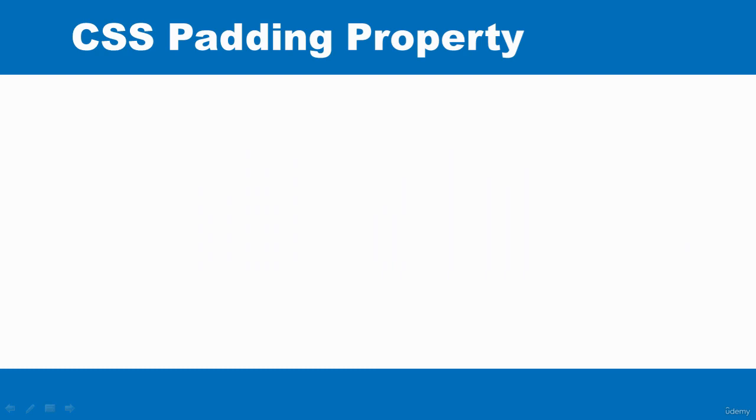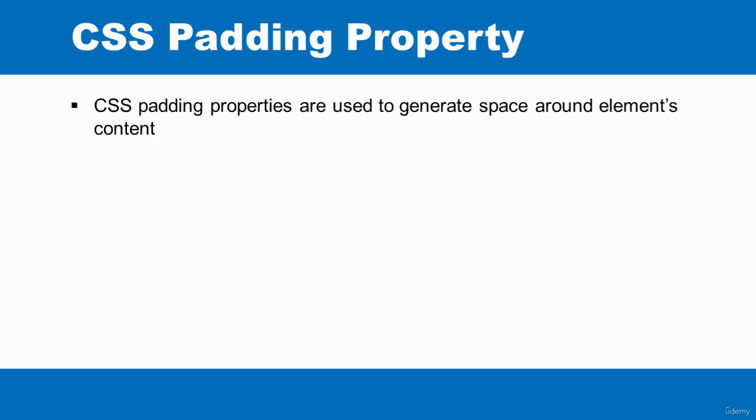So let me just run through the properties of the CSS padding, which is really similar to that of the CSS margin property. The padding properties are used to generate space around the content of an element. If you think of the space inside an element, that is known as the padding. The space outside the element is known as the margin. Each padding has 4 sides, just like the margin.